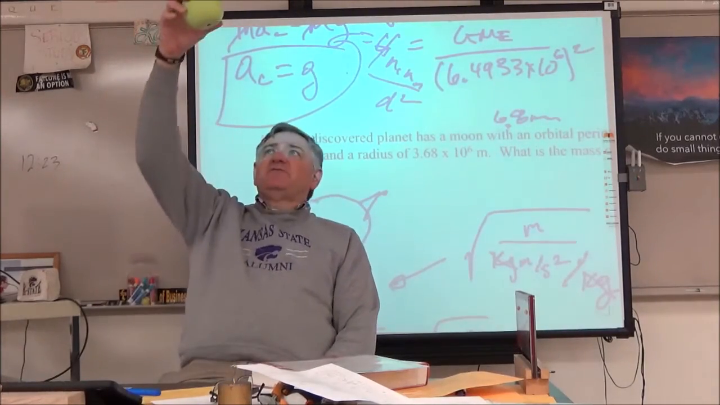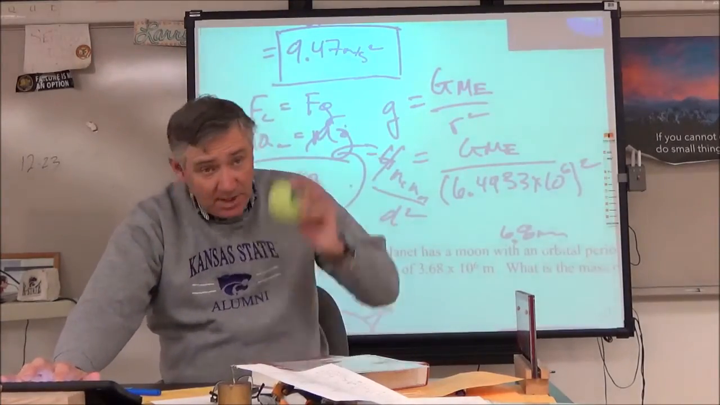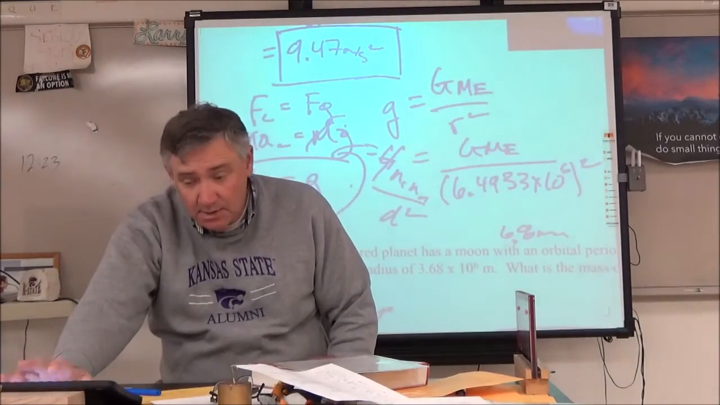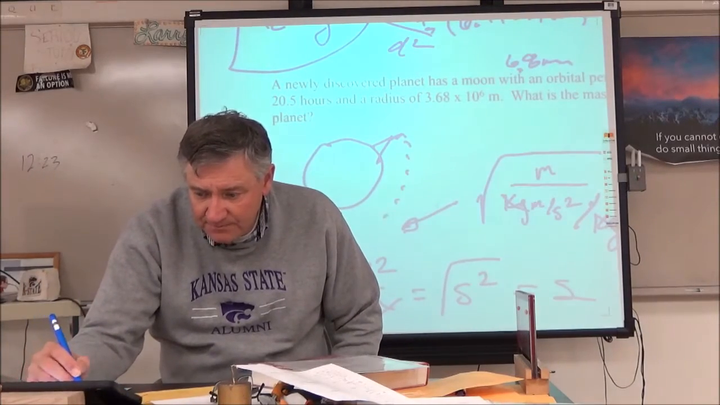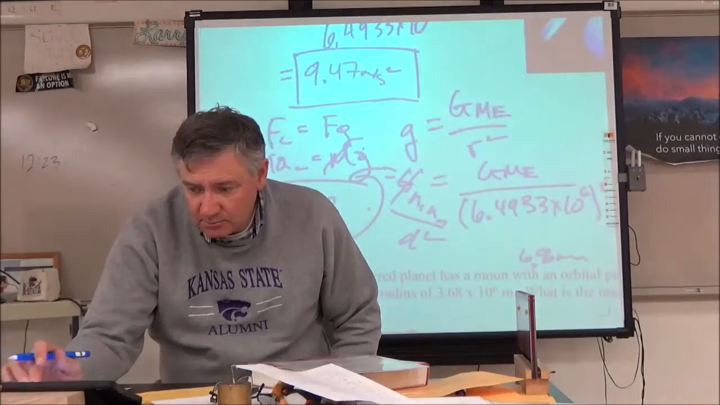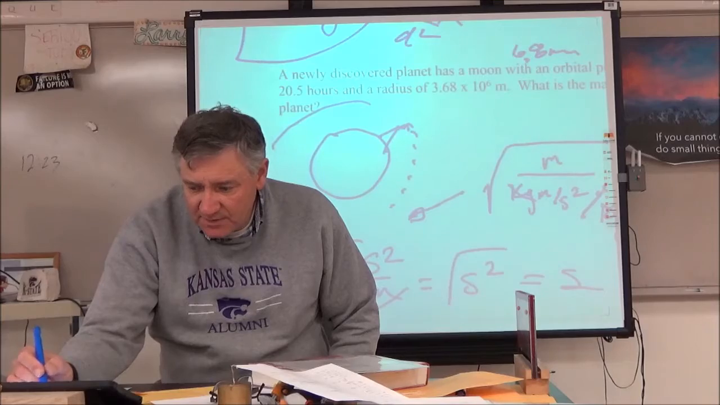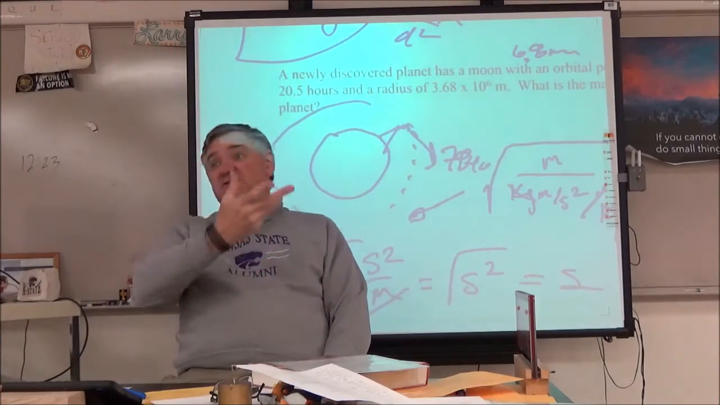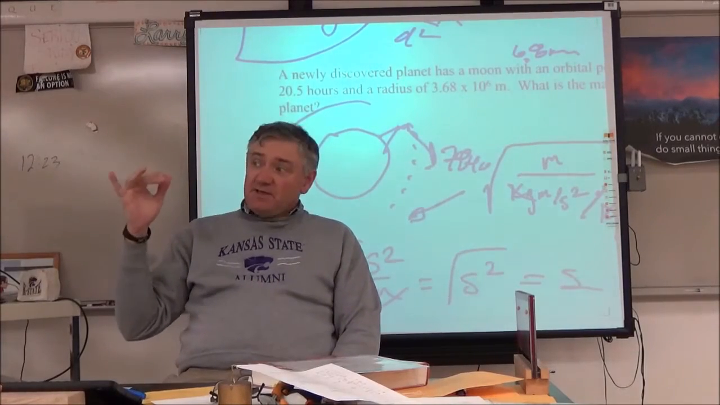So what that means is if I drop this apple, it's going to have a linear acceleration downward of 9.47 meters per second squared. Now, what that also means is if I could take that and throw it at whatever that velocity was, 7,840 meters per second, that would be my centripetal acceleration as it's falling around the Earth. So that's one of the main things that you have to understand.